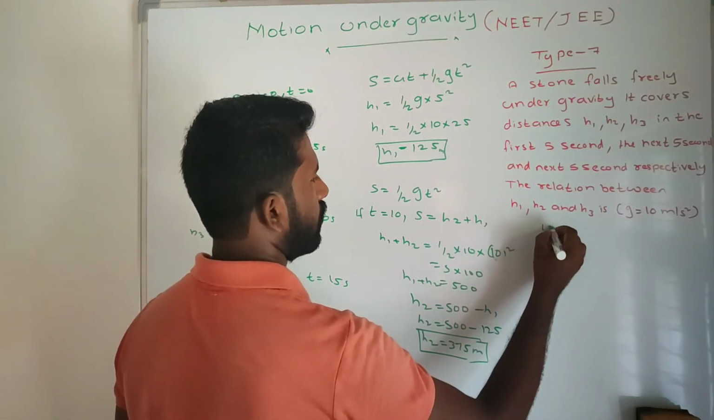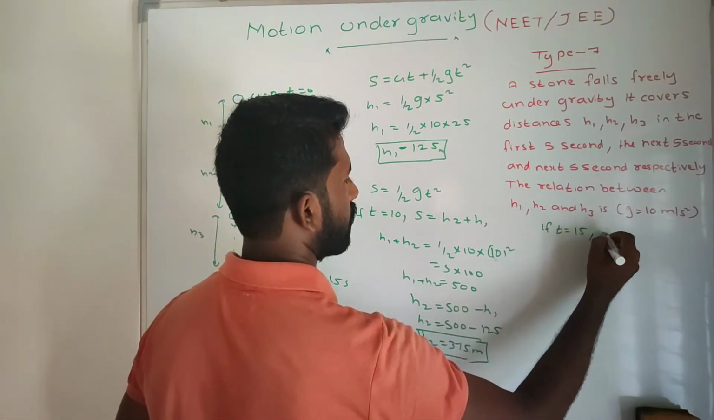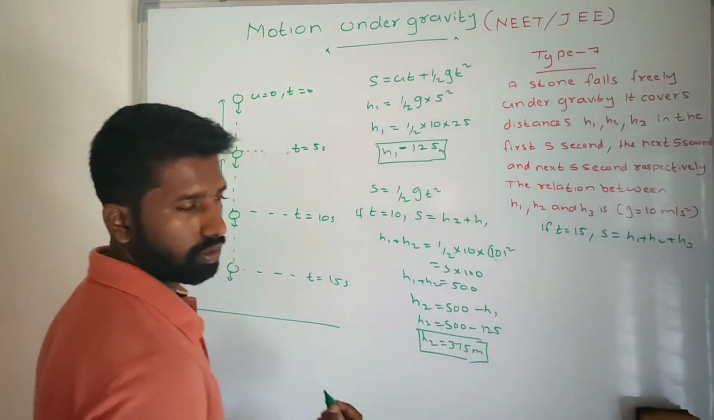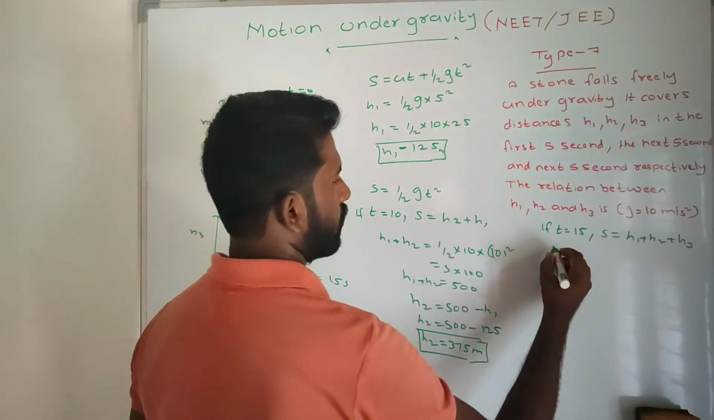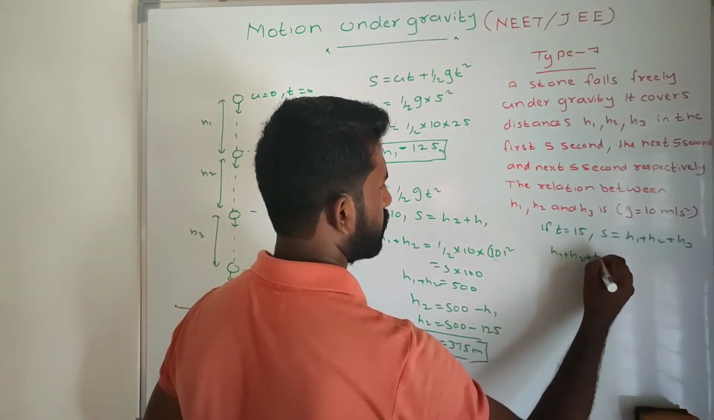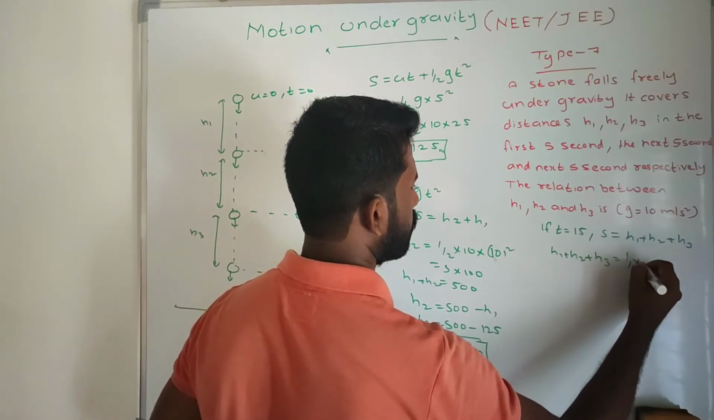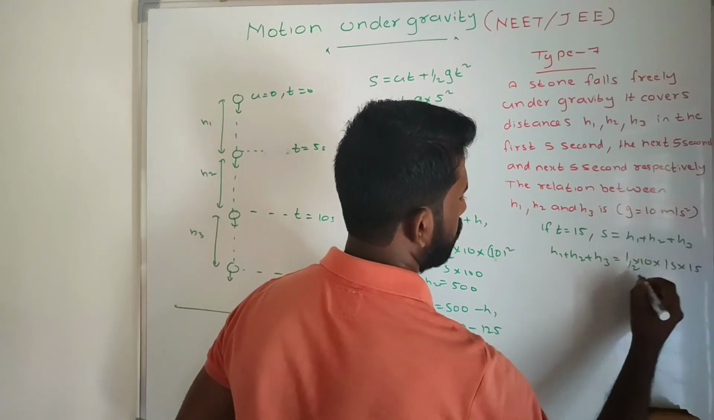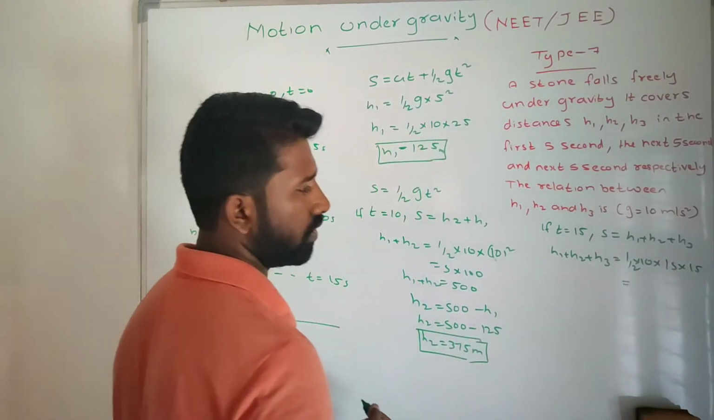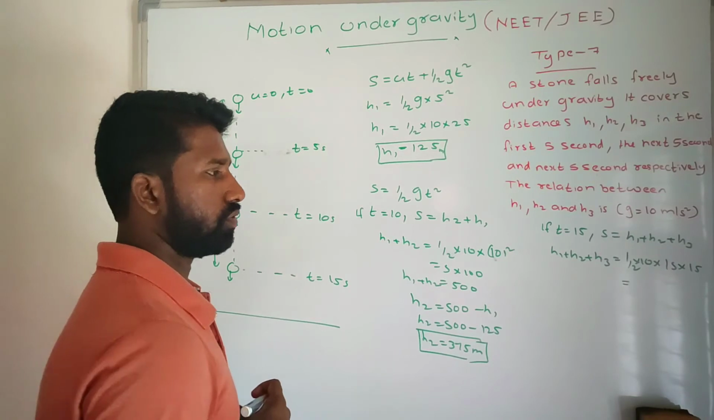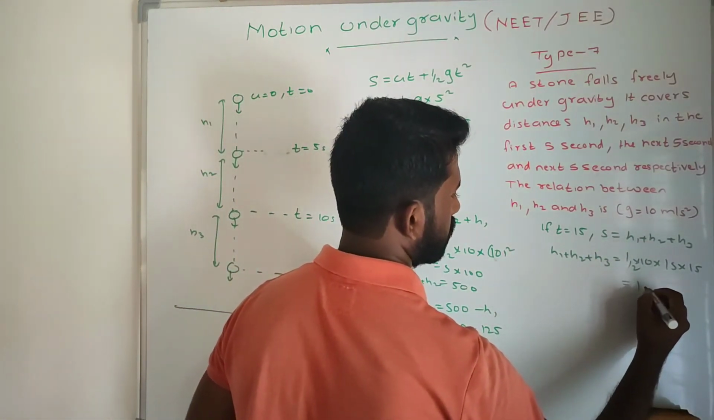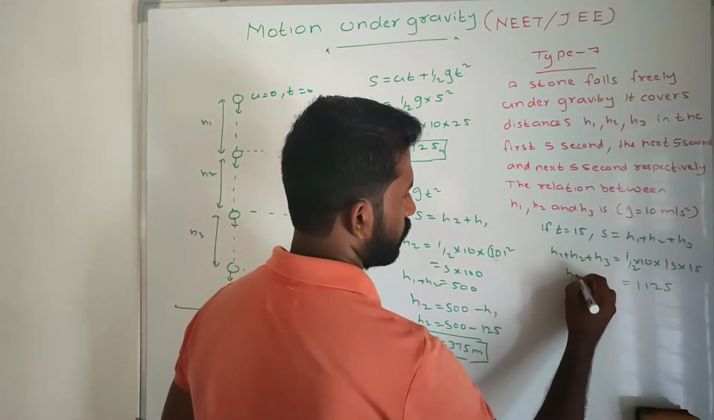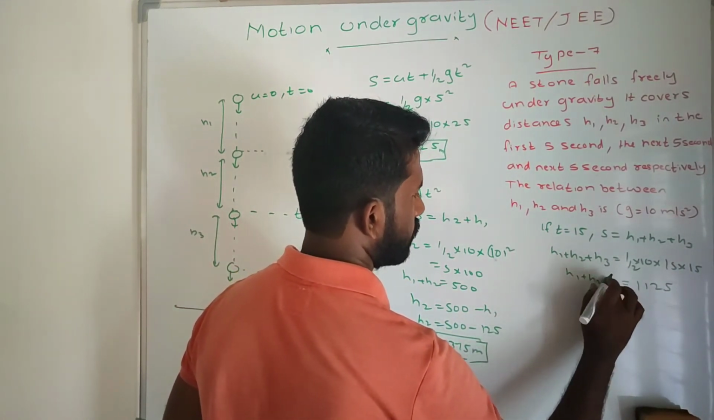So if t is equal to 15 seconds, s is equal to how much? h1 plus h2 plus h3. This is the total distance. So h1 plus h2 plus h3 is equal to half into 10 into 15 into 15. So 15 into 15 is how much? 225. 225 into 5, so you will get 1125. That is h1 plus h2 plus h3.